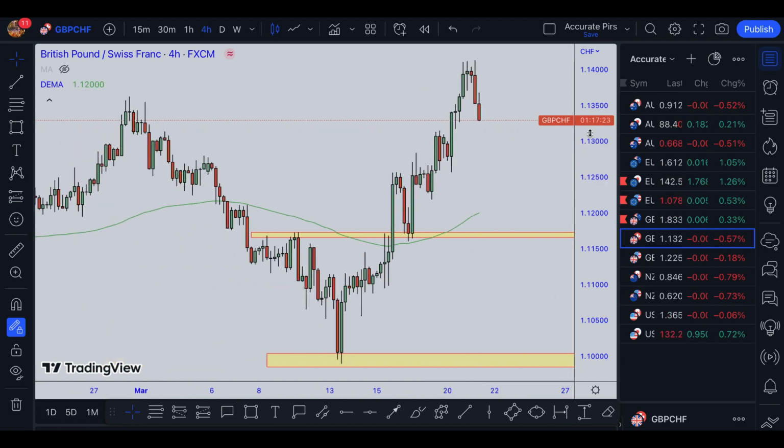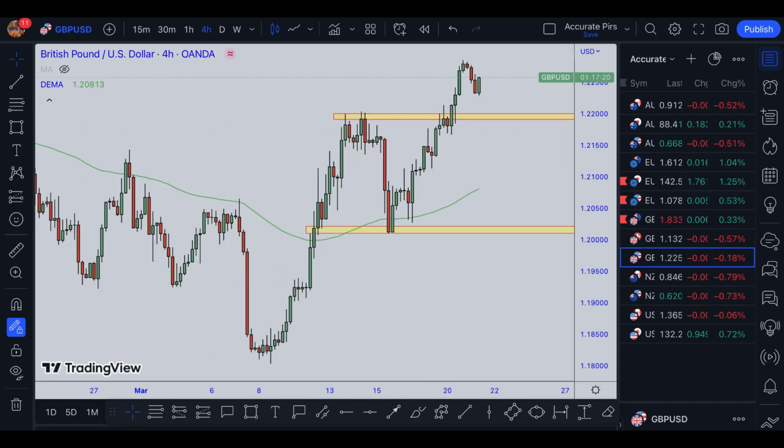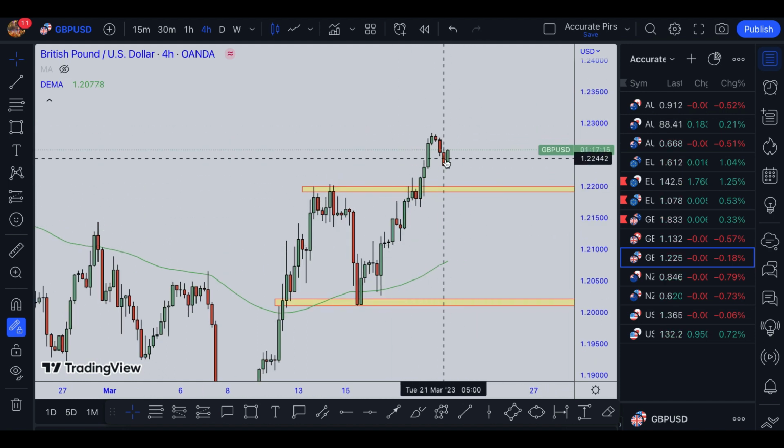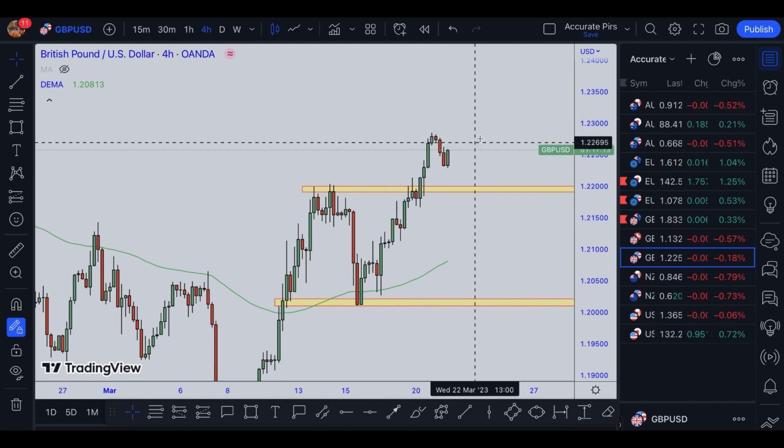GBP CHF, not seeing much. GBP USD, we've had that nice breakout. And you can see we've had a pullback towards the downside, and this looked like it's going to go back towards the outside.